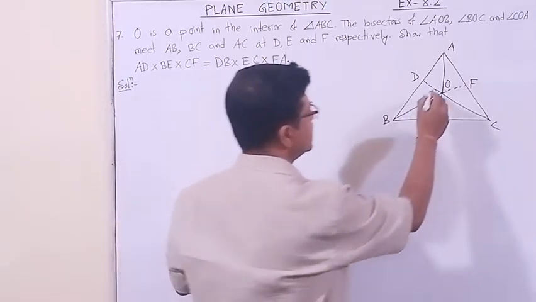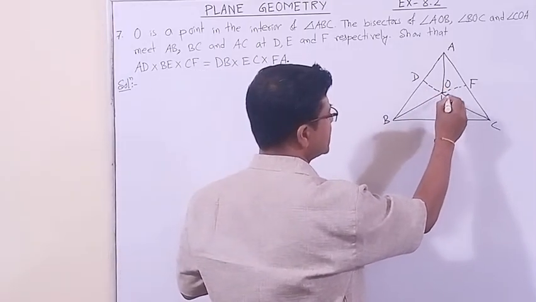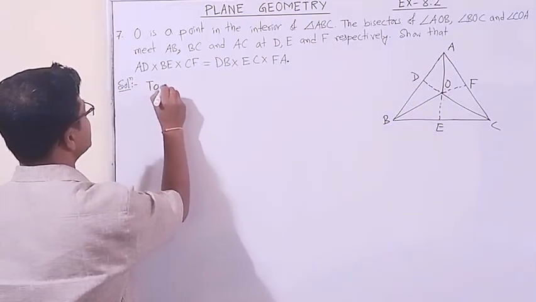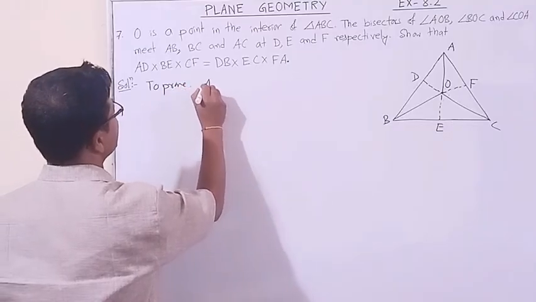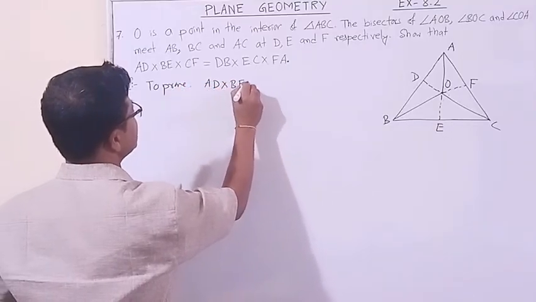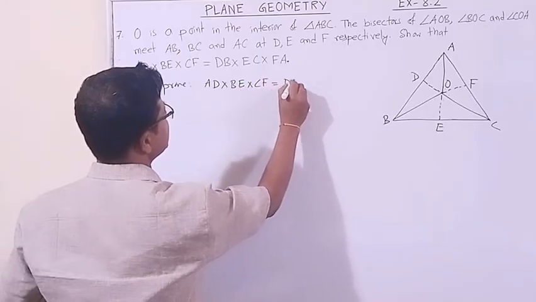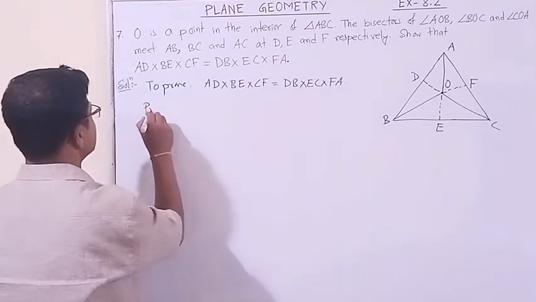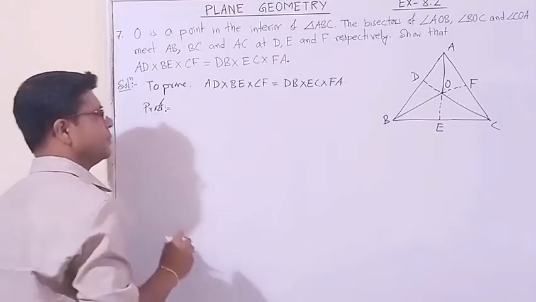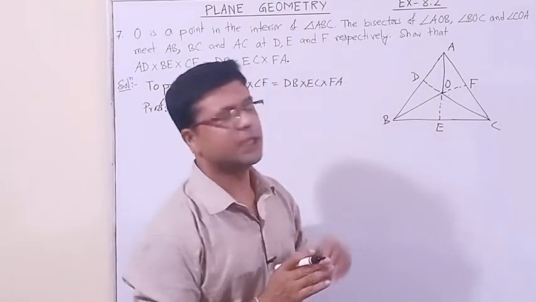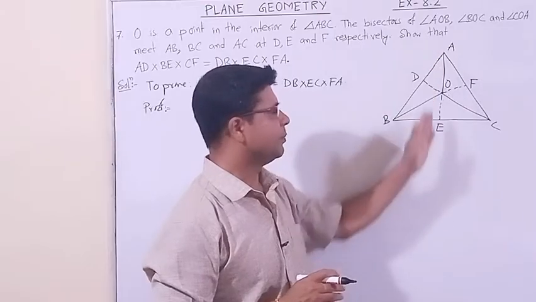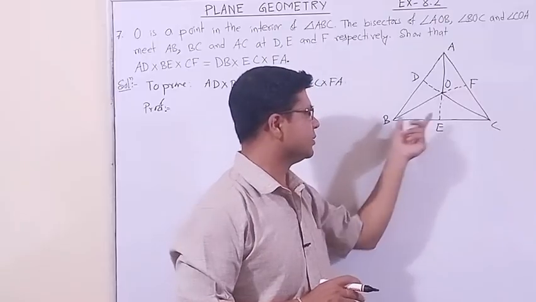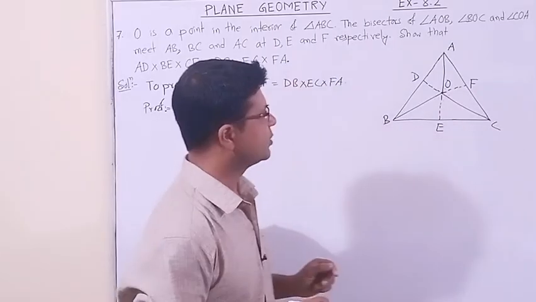That means this angle is equal to this angle, this angle equal to this angle, this angle equal to this angle. This is given. What we have to prove? We have to prove this. So let us write, to prove: AD into BE into CF is equal to DB into EC into FA. Now let us start the proof. We shall use only one theorem, the theorem which we have in exercise 8.2. That is, if a line bisects the vertical angle, then AB by AC is equal to this by this, that is BE by CE. This concept we shall apply.